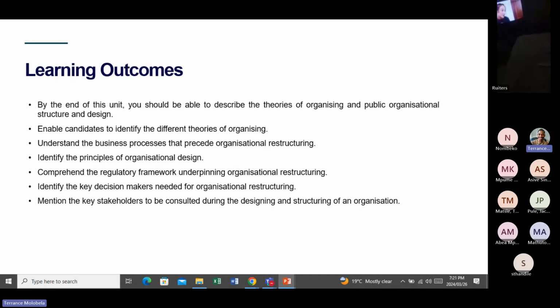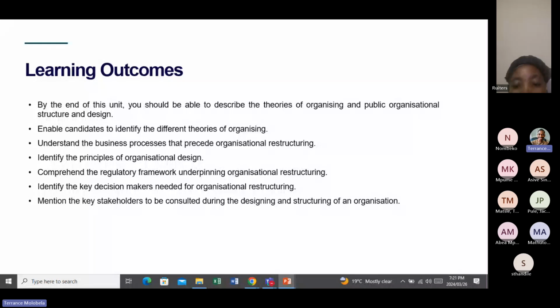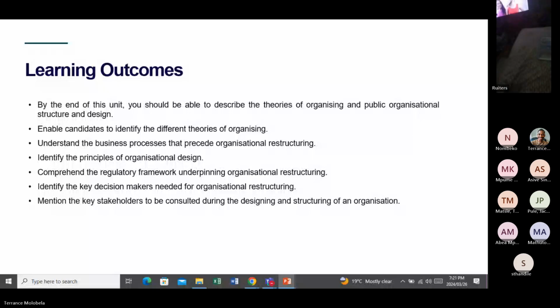And then comprehend, meaning that you must be able to understand deeply the regulations or regulatory framework that underpins organizational structure. What we're trying to say there is that the frameworks, policies, or acts already established by our South African government must be followed when you restructure any kind of organization. Very, very important to understand, because what you're saying here, these are all principles.